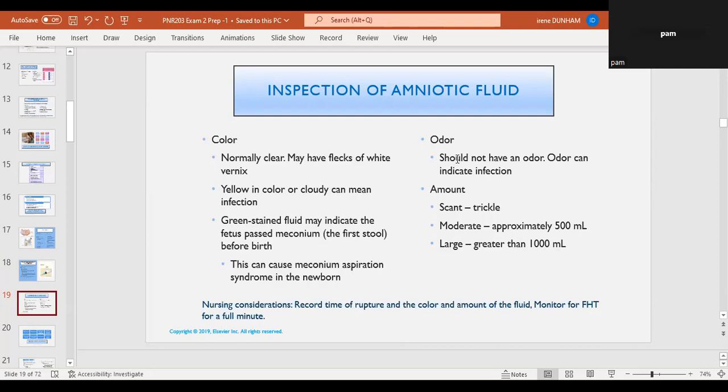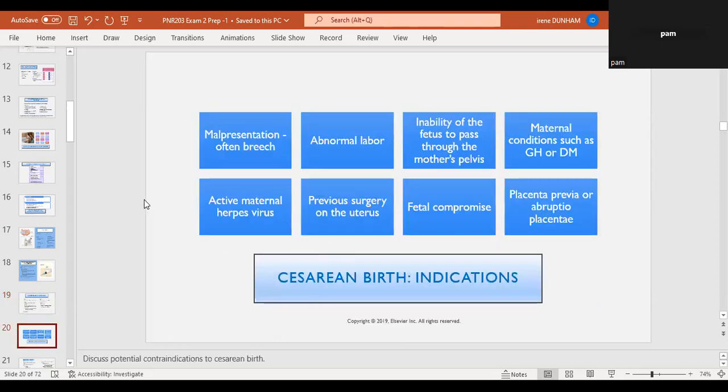And then odor. Amniotic fluid normally does not have an odor. An odor indicates infection. And then the amount can range from scant, which is a trickle, to moderate, which is approximately 500 mLs, and a large amount is greater than 1,000 mLs. So there you go. When you're charting, you want to make sure that you record the time of rupture, the color and amount of the fluid, and monitor fetal heart tones for a full minute. So we kind of went over that. That's a repeat, but that's okay. It's always good to hear it over and over again.